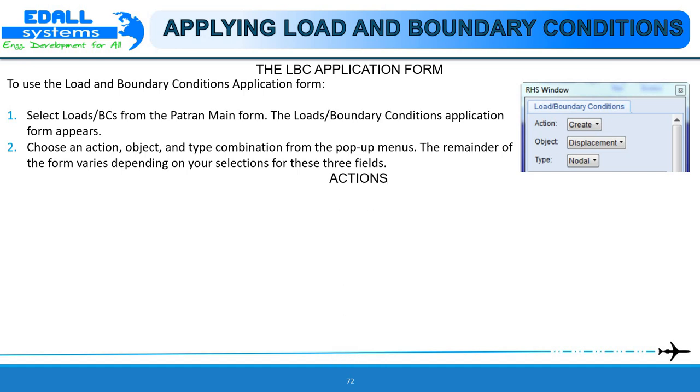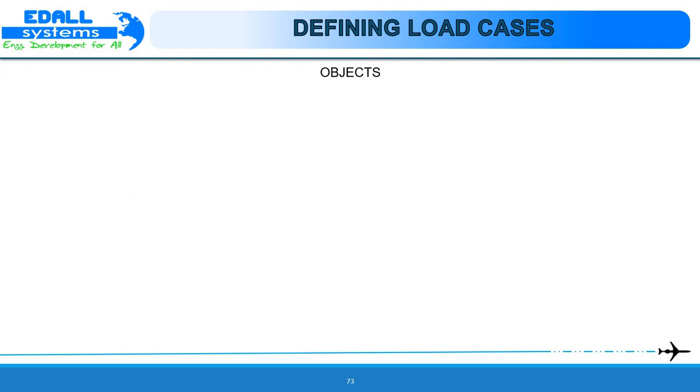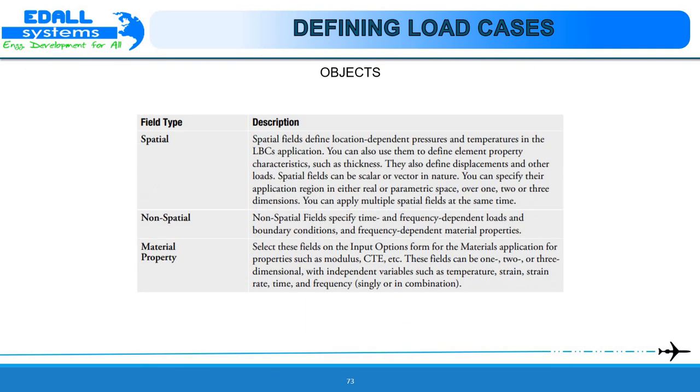Action. The following table briefly describes the action choice on the loads and boundary condition form. Pause the video and have a glance. Objects. The table below lists the LBC objects that are supported for each analysis type. The LBC object, also called set types, that you may assign may vary depending on what analysis code you have selected. The table shown here is mostly based on the MSC Nastran analysis code.